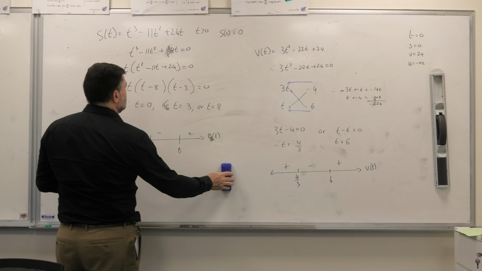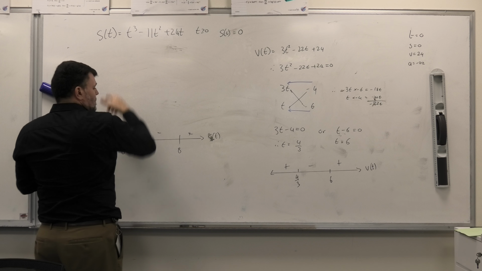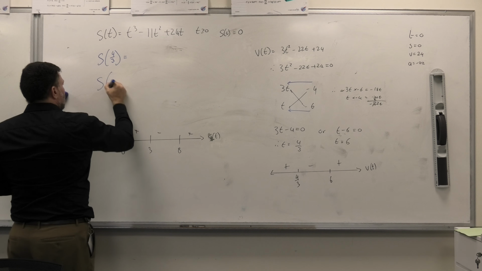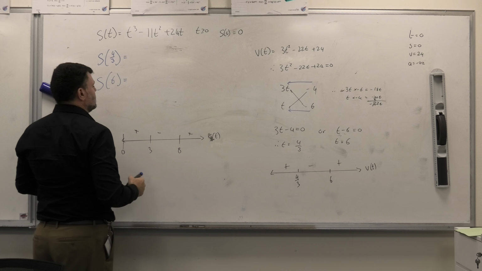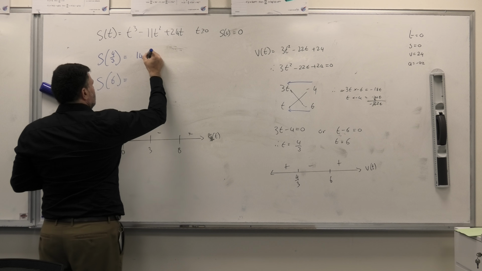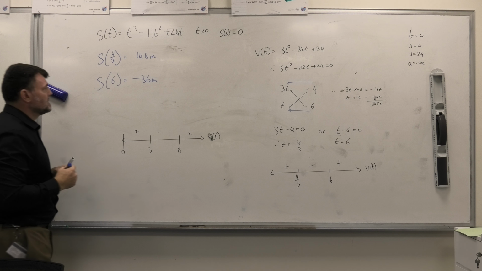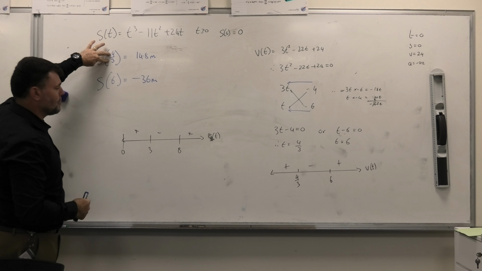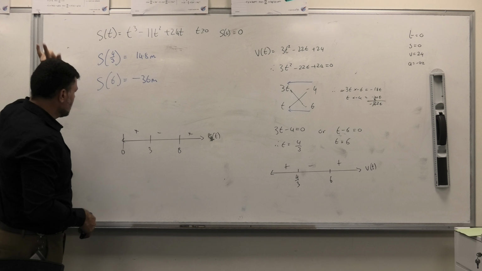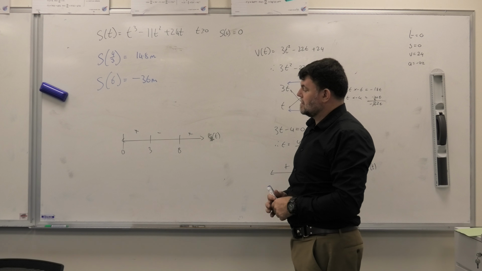So therefore, I now need to, and I'll rub all this part out here because I know I'm going to need the other stuff, plug in 4/3 to get that answer and 6 to get this answer. Now if I plug 4/3 into this equation here, I should get 14.8 meters. And if I plug 6 in, I should get negative 36 meters. So after 4/3 seconds, I'm 14.8 meters away from the origin to the right, and after 6 seconds, I'm to the left of the origin by 36 meters.